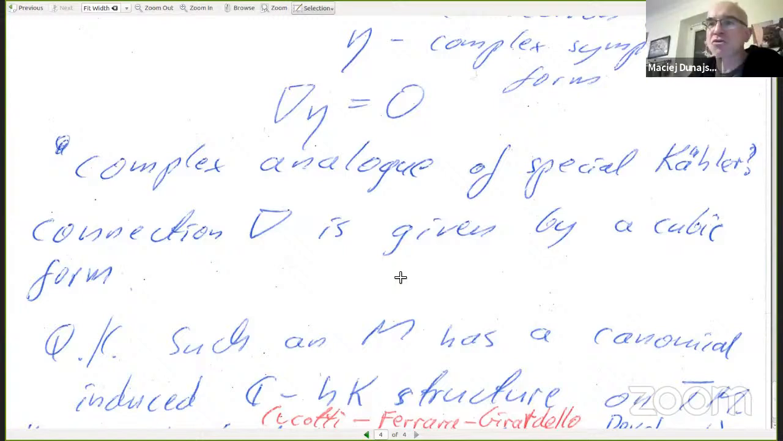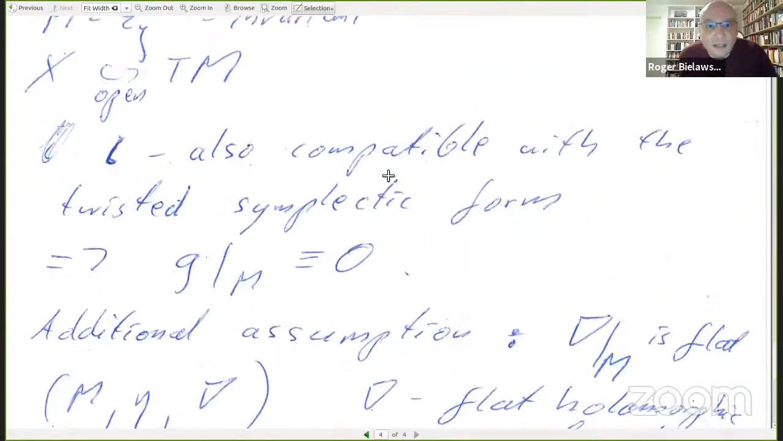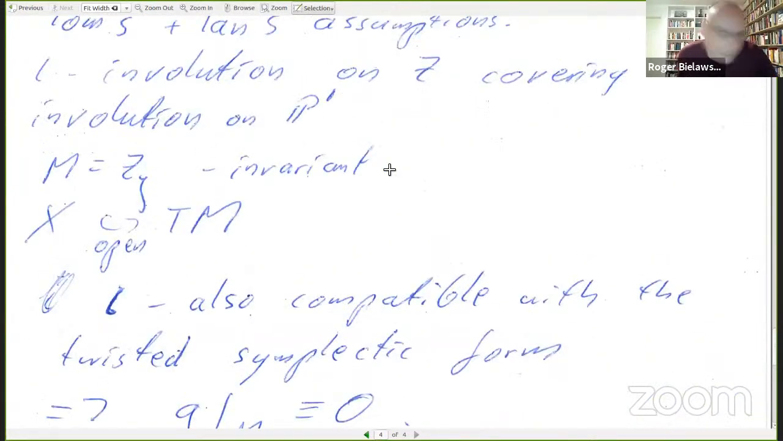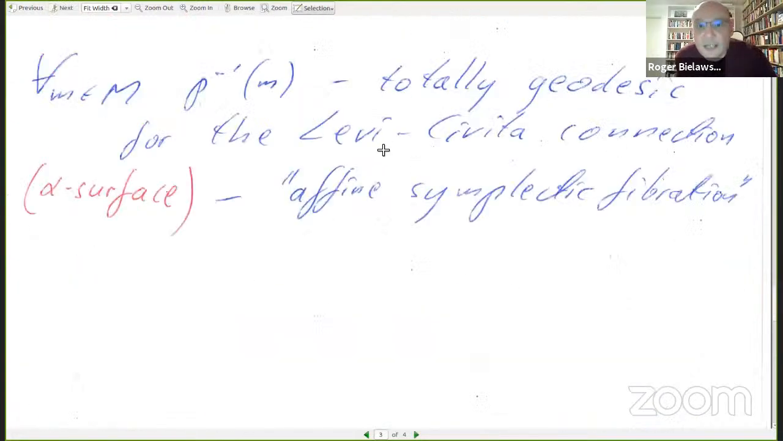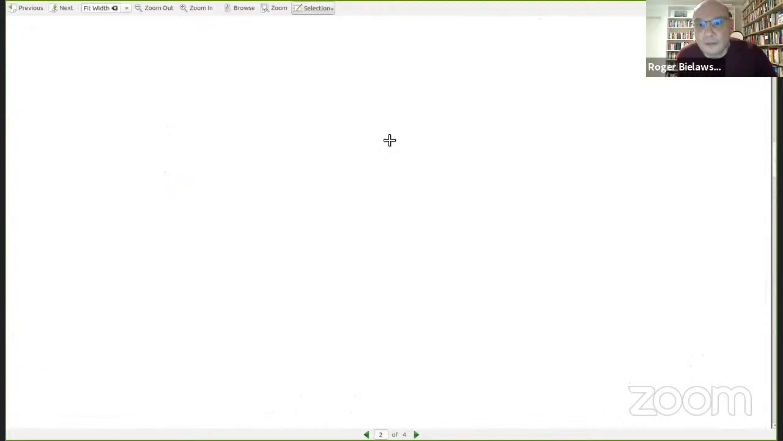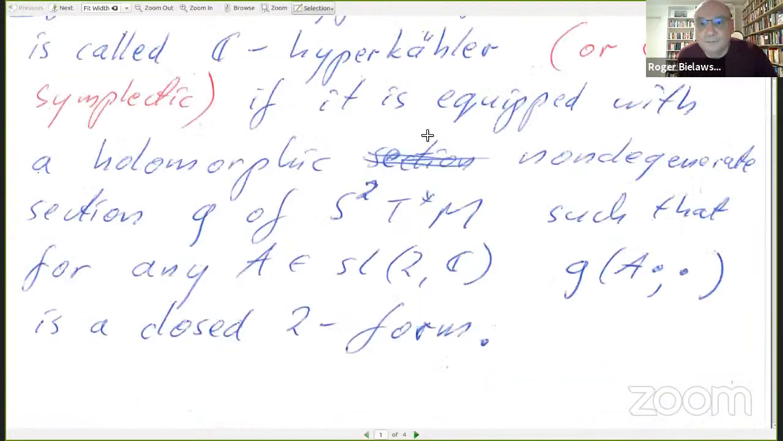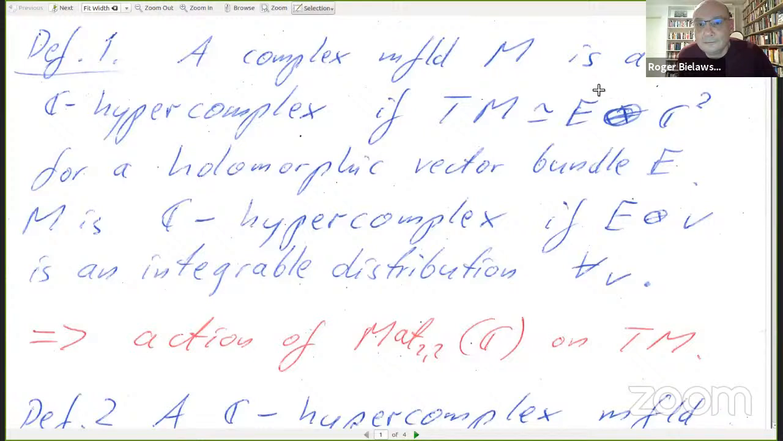No, yes, you do, you have to have it divisible by 4. No, it does not. Okay, for C hypercomplex, you don't have to, because E could be of even rank or odd rank. But not in this case. For complex hyperKähler, anyway, not, because there will be a symplectic form on E. But for hypercomplex, it could happen.